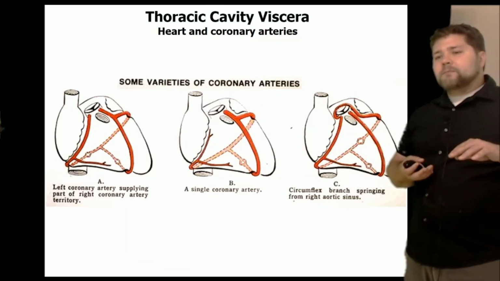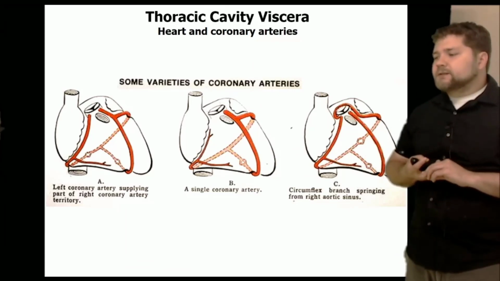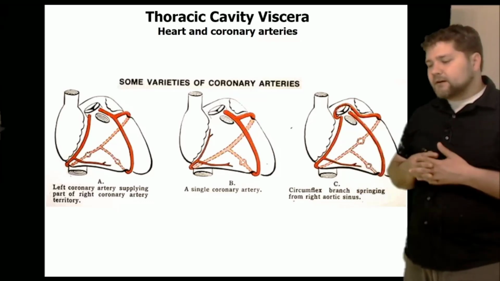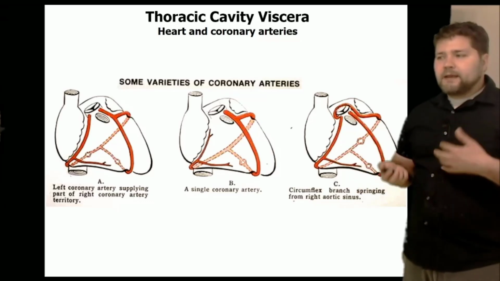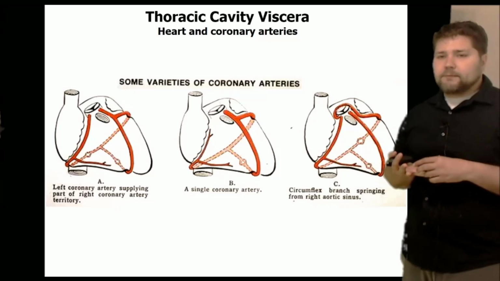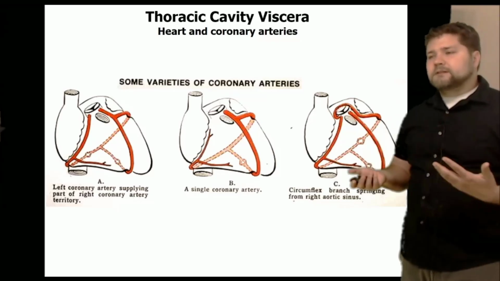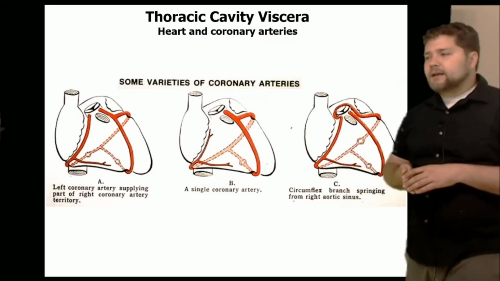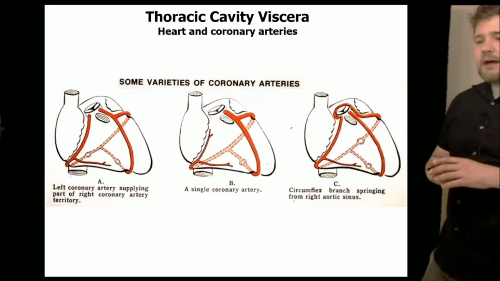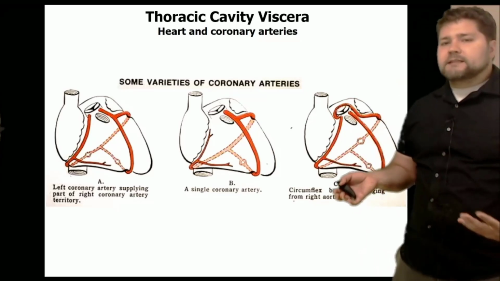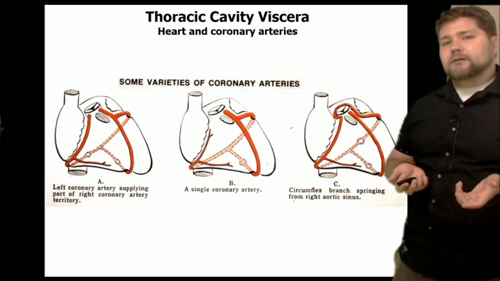Now, I did say I want to get to variations. So if you've ever heard the term of something being a right-dominated heart versus left-dominated heart, the variations that you see, most hearts tend to be right-dominated, but that information is kind of biased, and it really just depends on what population you're looking at. But when we talk about variations, or dominance of the heart, what we're referring to is which artery is supplying that posterior interventricular groove.